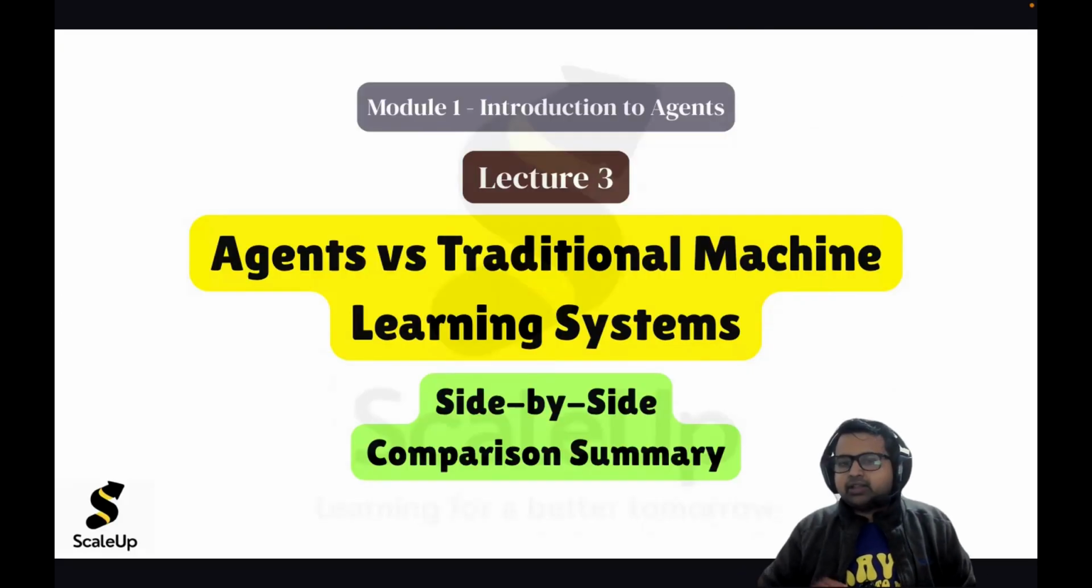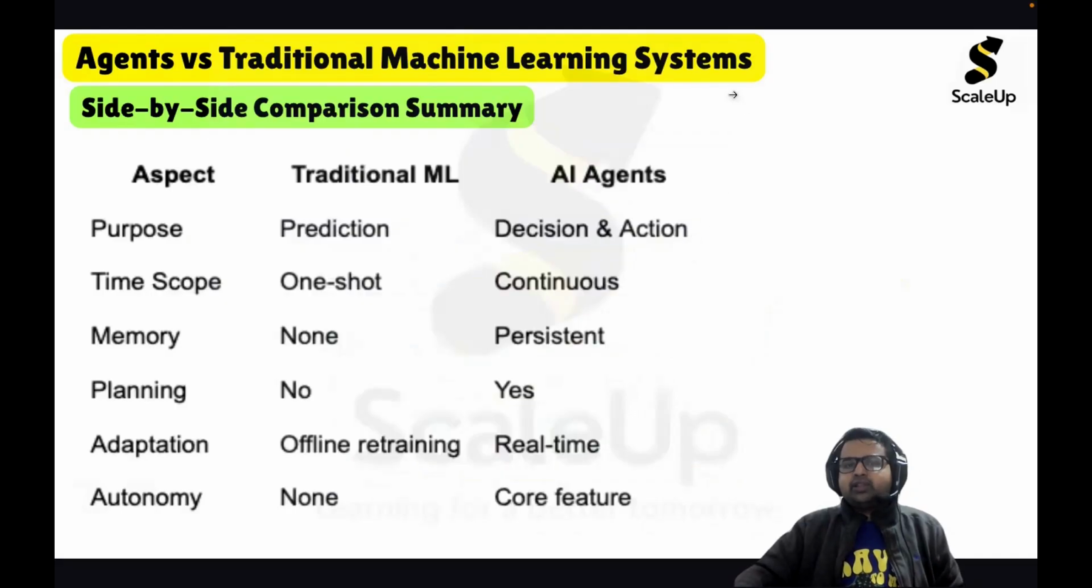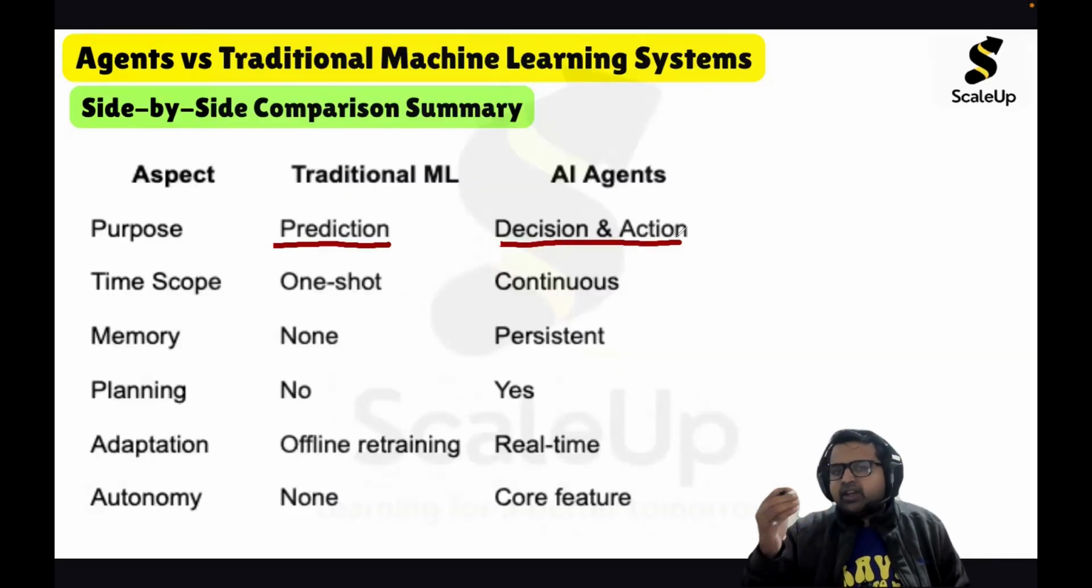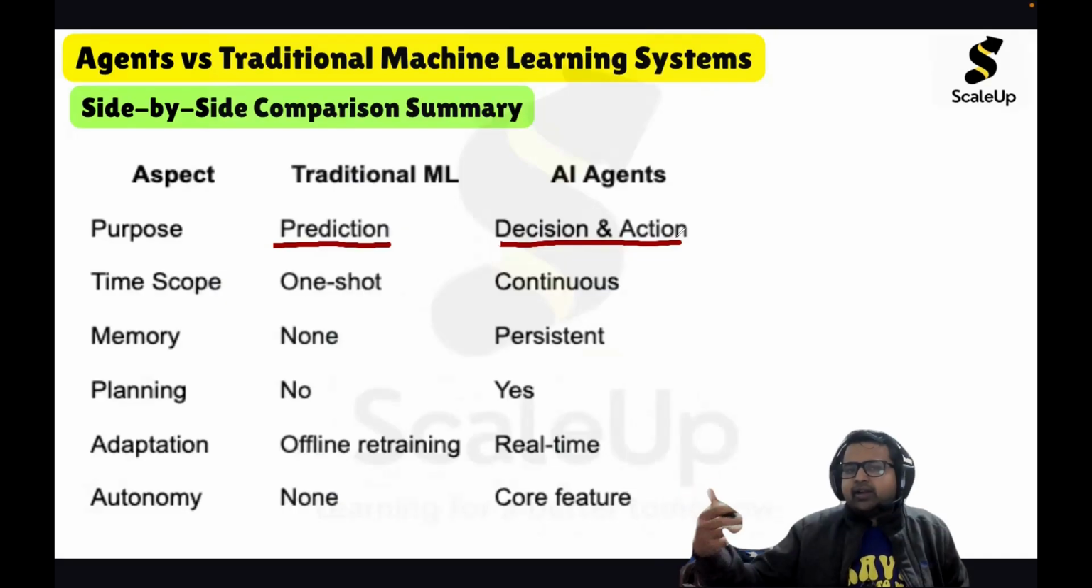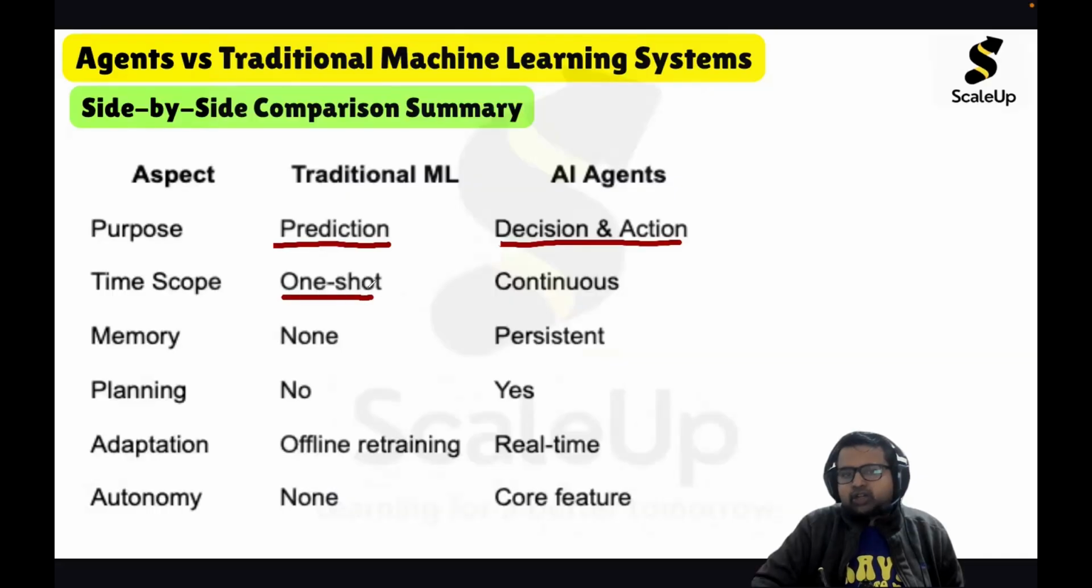Side by side comparison summary. Let's quickly summarize the differences. In traditional machine learning, the purpose is prediction, because it can only predict. For AI agents, the purpose is decision and action. AI agents will keep on making the plan, deciding, and acting until the goal is reached. The scope of a traditional machine learning system is one shot, and for AI agents, it is continuous. Traditional machine learning systems have no memory. AI agents have persistence.